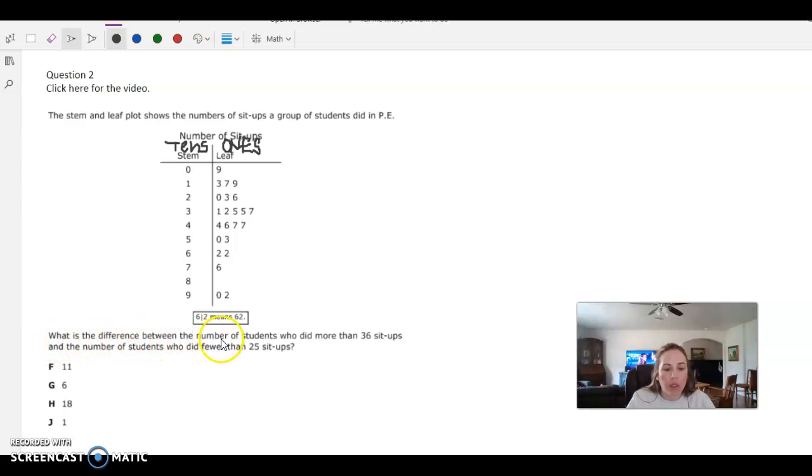What is the difference between the number of students who did more than 36 push sit-ups and the number of students who did fewer than 25 sit-ups? In this case, I would go and look for 36. Here's 31, 32, 35, 35, and 37. So my line of counting is going to go right in between here. It's going to pick up the 7, but not these numbers in the 30s.